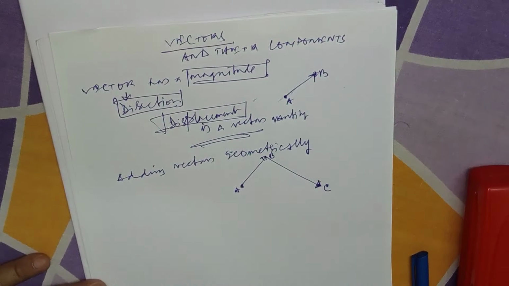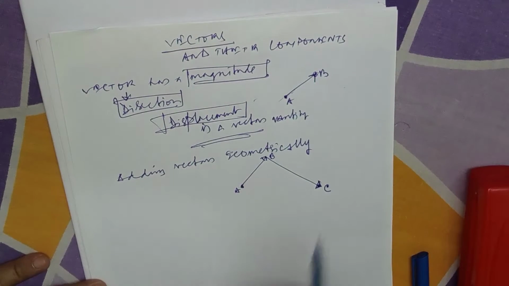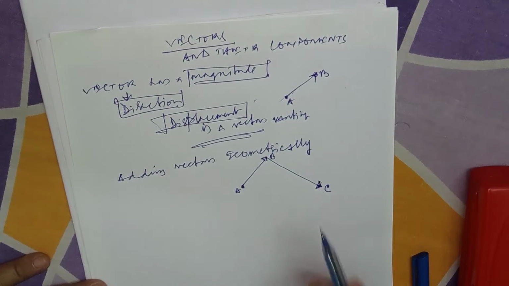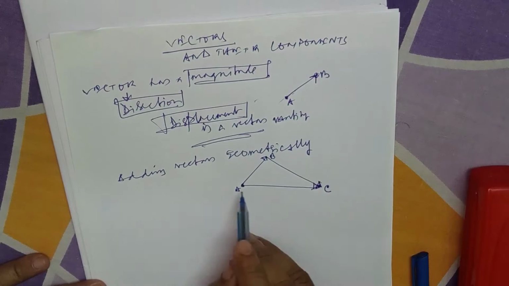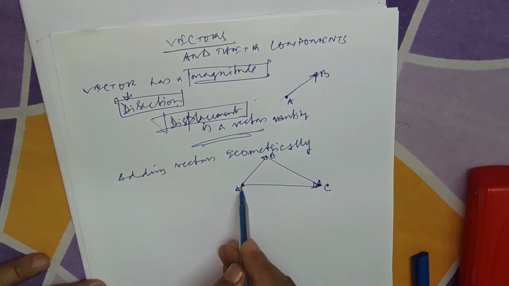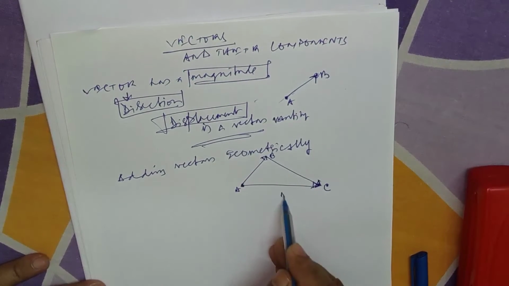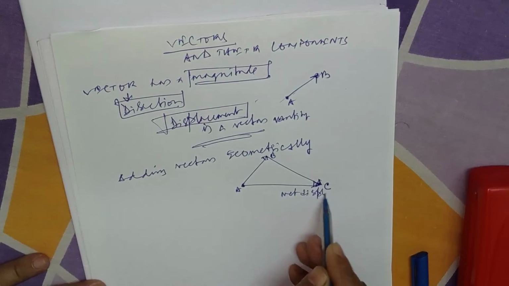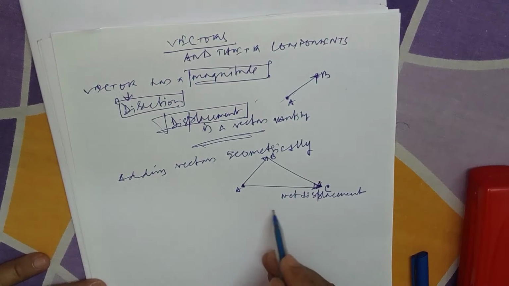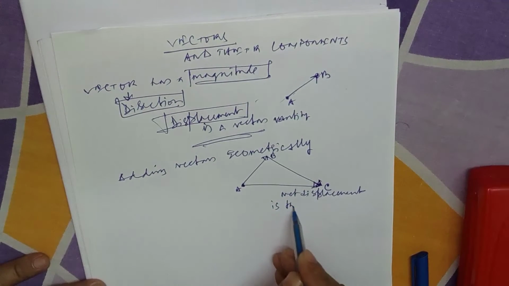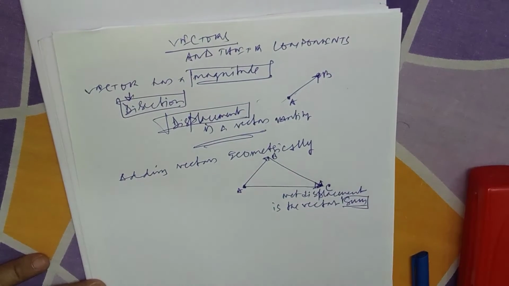Geometrically, we have to add like this, with the head-tail formula. This is the tail-head formula or head-tail formula. So we will add from A to C like this. So this is head, this is tail, head-tail formula. So net displacement, this is the net displacement. Net displacement is the vector sum.